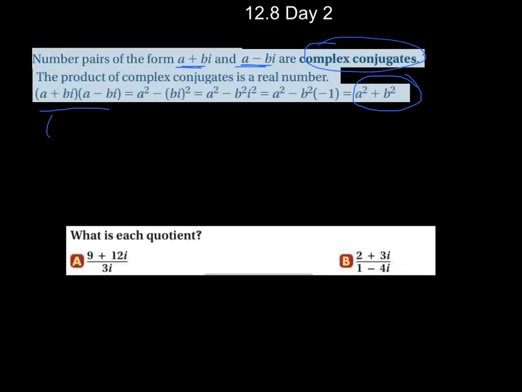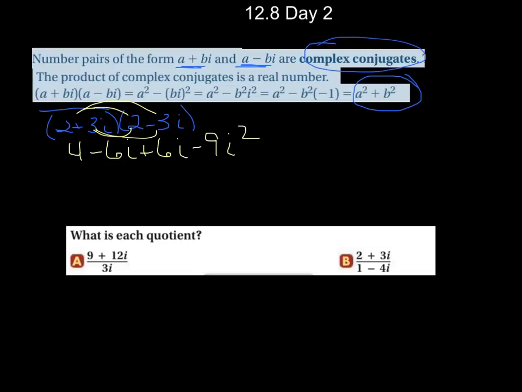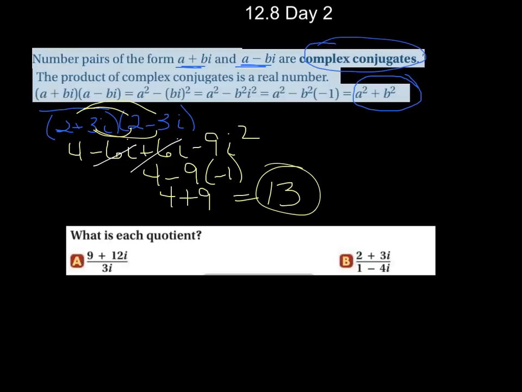So if we just look at a quick example, 2 plus 3i times 2 minus 3i. If I go through my distributive property, I have 2 times 2, that's 4. That's going to give me a minus 6i. In the middle, I'm going to get a plus 6i. And then I'm going to get a minus 9i squared. Well, my minus 6i and plus 6i are going to zero out. The minus 9i squared, remember i squared is really negative 1. So this becomes 4 plus 9, and I end up with just the real number 13.